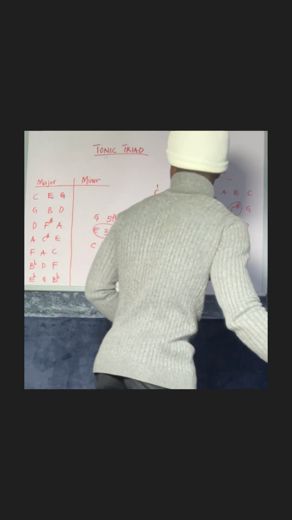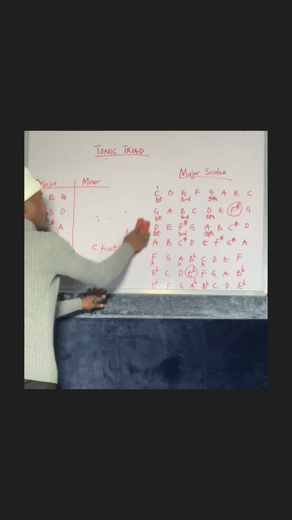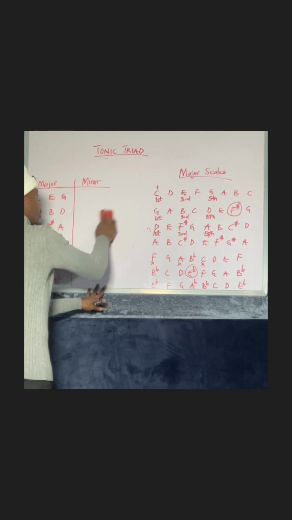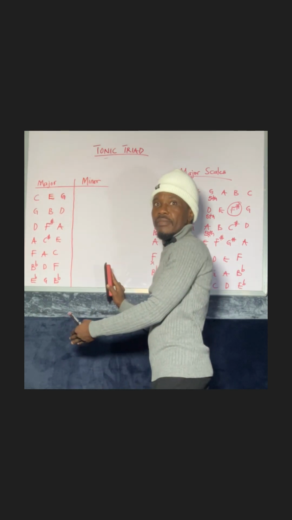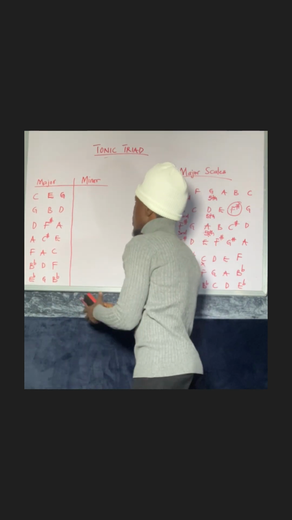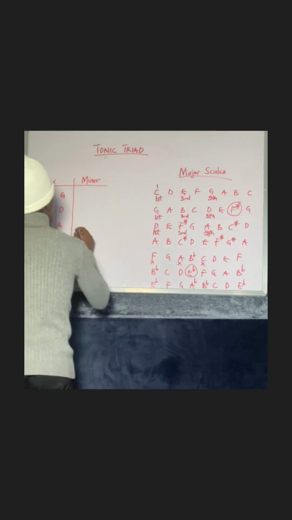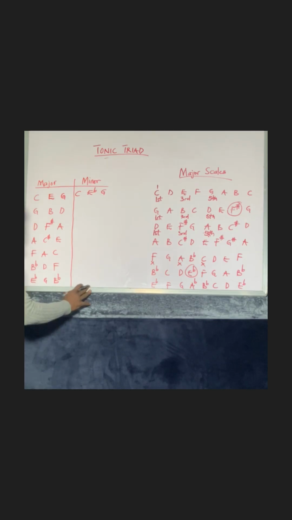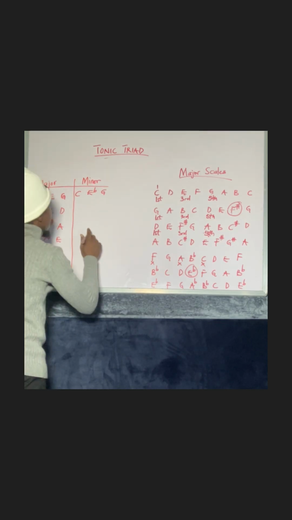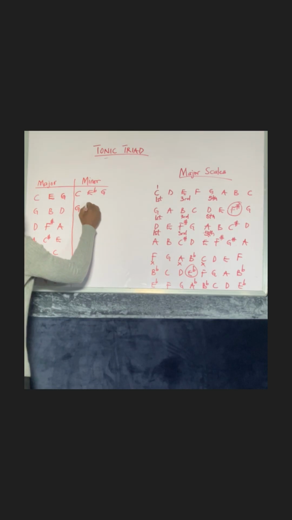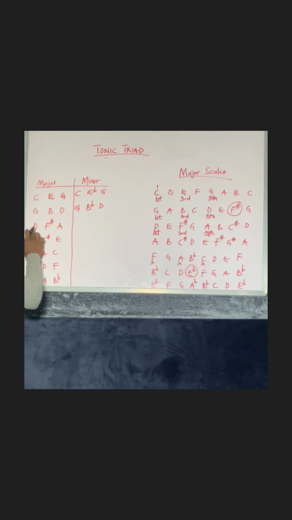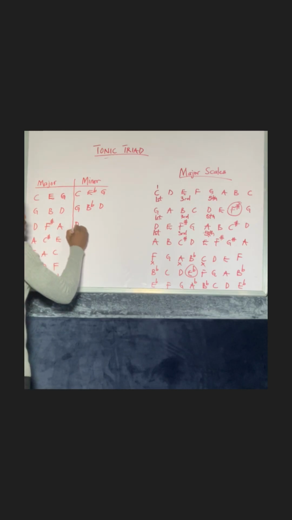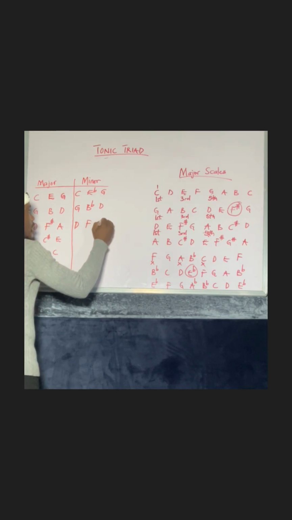So let's have them written here. On this table, I have the major triads by my left. Okay, these are the major triads. Then the minor triads will be what? C, E flat, G for C minor. For G minor is G, B flat, D. For D minor, we have D, F, A.